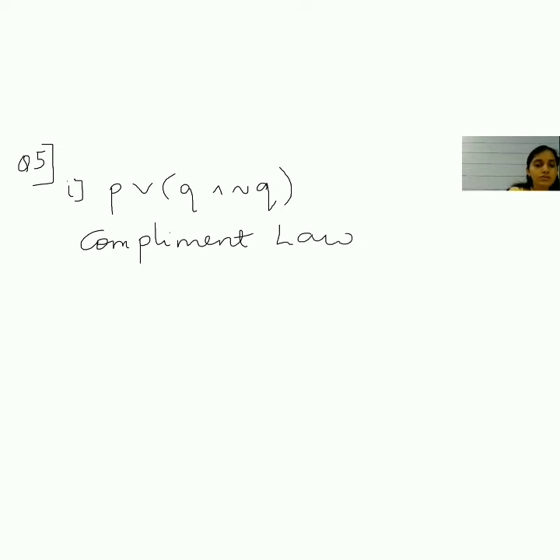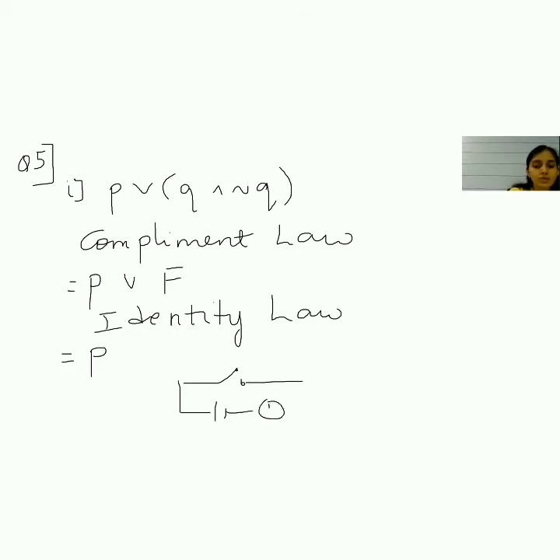Q and negation Q is F. So P or F. P or F, identity law. Okay, so what is the answer for identity law? P or F is P. Right, so this is a simplified form of the statement pattern, and then the circuit will be with one single switch, lamp, and you can write S1 over here. This is your circuit. So this is the first one of question 5.